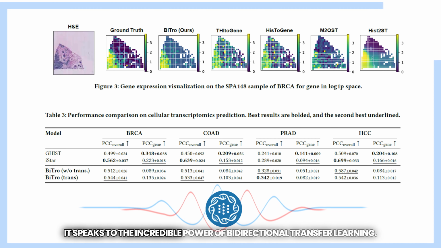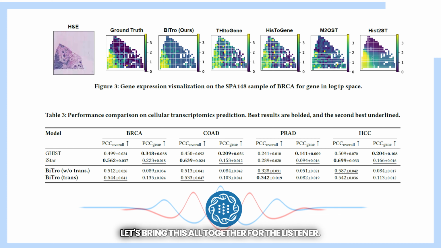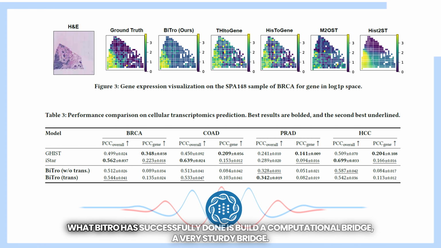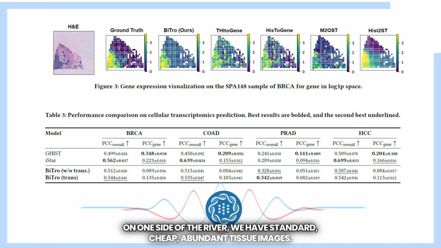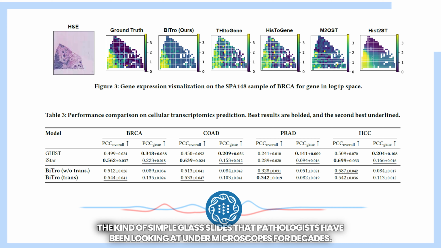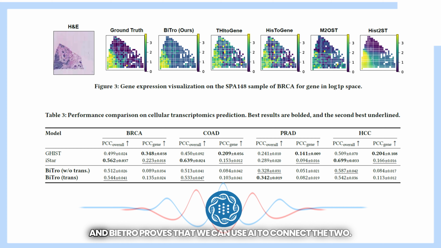It speaks to the incredible power of bidirectional transfer learning. Okay, we have covered a massive amount of ground today. Let's bring this all together for the listener. What BiTro has successfully done is build a computational bridge. A very sturdy bridge. All right, on one side of the river, we have standard, cheap, abundant tissue images. The kind of simple glass slides that pathologists have been looking at under microscopes for decades. Yeah. On the other side of the river, we have expensive, highly detailed, incredibly complex genetic sequencing. And BiTro proves that we can use AI to connect the two.